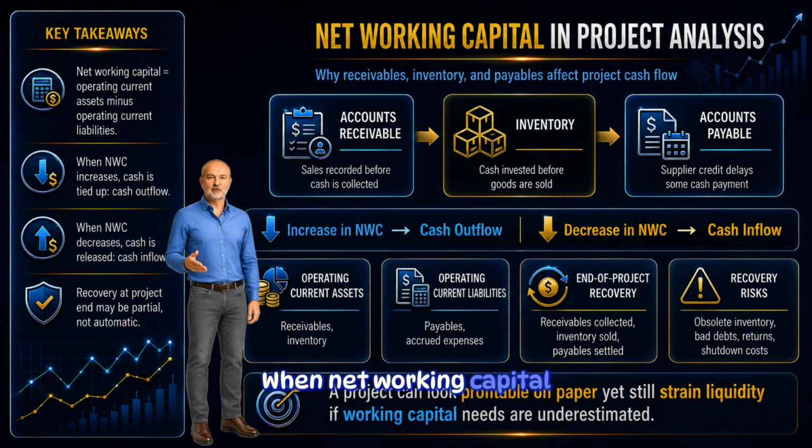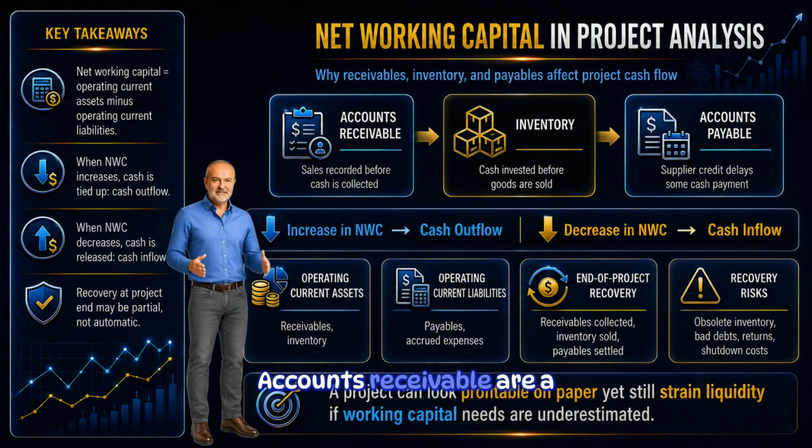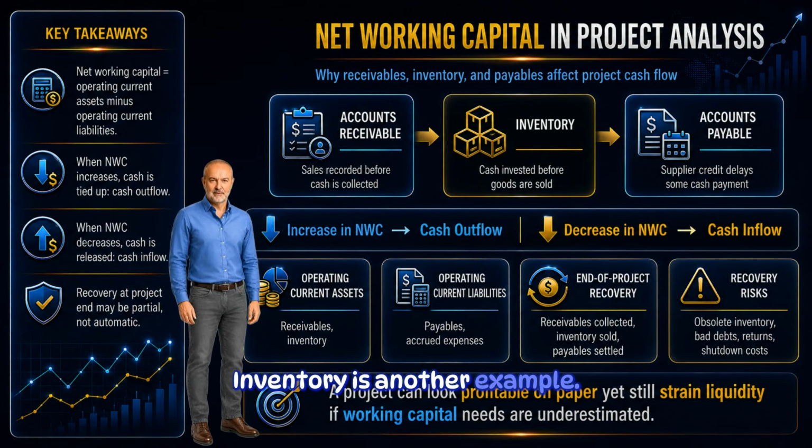When net working capital increases, cash is tied up in the project. That is a cash outflow. When net working capital decreases, cash is released from the project. Accounts receivable are a good example. A company may record sales, but if customers have not paid yet, cash has not been collected. Inventory is another example. The firm may need to purchase or produce inventory before the inventory is sold.